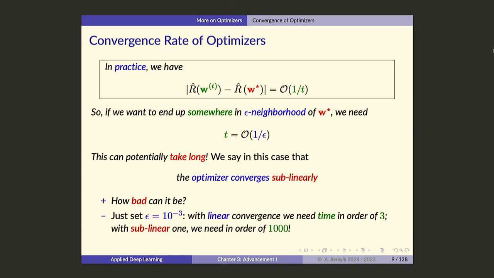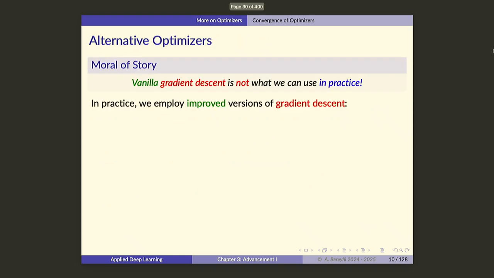Okay, questions? No question? Okay, so the moral of the story that I wanted to tell you here is that, well, if you want to use stochastic gradient descent, that sublinear thing I showed you is the best you can get, and this is not a very good thing, right?